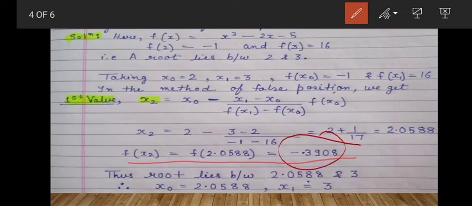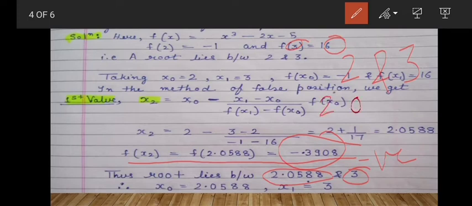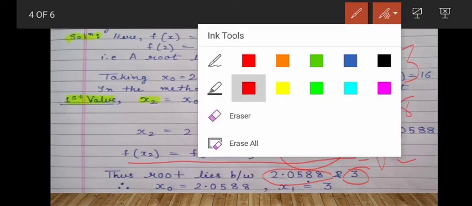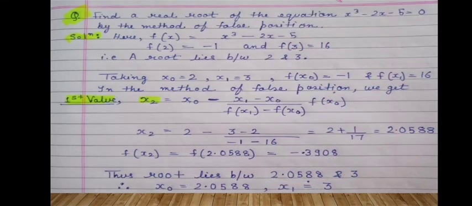So this value is negative. As this value is negative and at 3 it is positive, my root will lie between this and this. Earlier we evaluated that it will lie between 2 and 3. Now we have come closer to the answer. Now it will lie between 2.0588 and 3. So in a similar manner we will proceed further to get the answer.